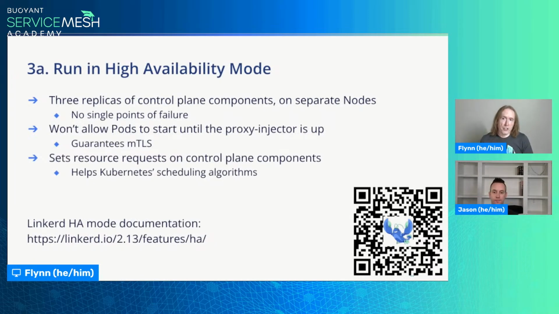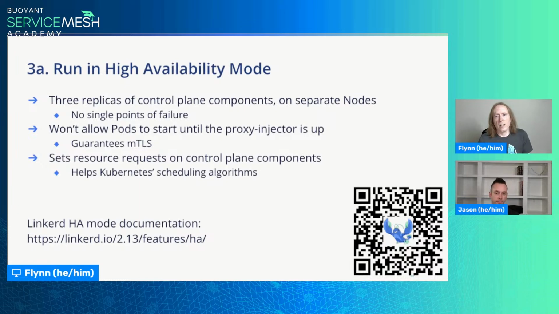Linkerd has an HA mode that you can enable when you install with Helm. It is basically all about running multiple replicas of the various control plane components so that we get to avoid single points of failure. This is the reason why I say this workshop requires at least 3 nodes, because HA mode has that requirement for the way it deploys the multiple replicas.